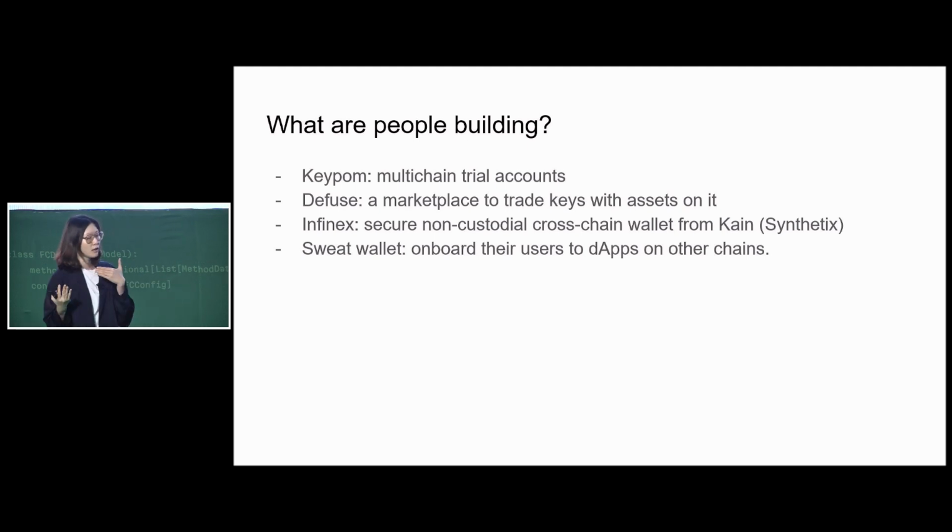And on to the bigger projects, we have Diffuse, which is a marketplace where people can trade keys with assets, and Infinex, which is a secure non-custodial cross-chain wallet. It came from King, who is the co-founder of Synthetix, and also Sweat Wallet, who's trying to onboard their users onto dApps on other chains.